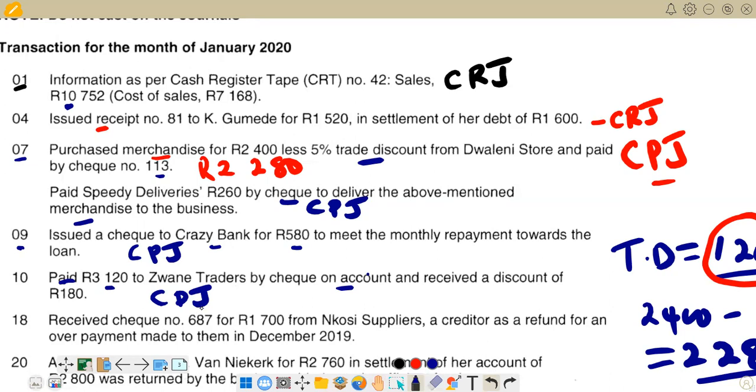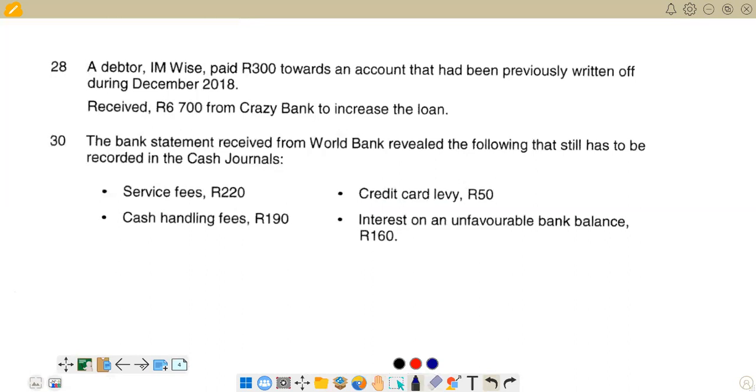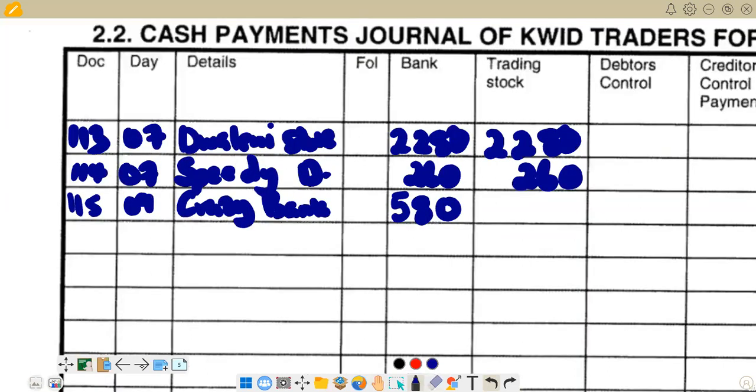And we also have a column for discount received. We put this 180. And our date, we can take note of it here. We are given it as 10. So this is what we have. We can go back there and put those figures in the cash payment journal.